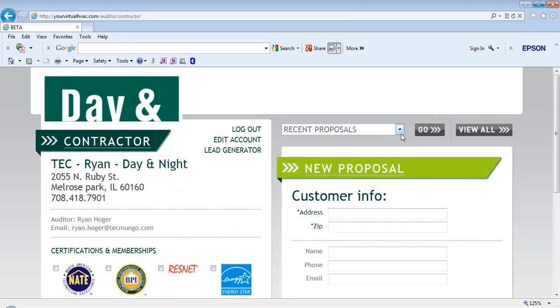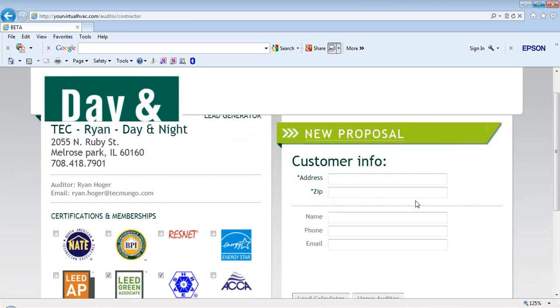All right, so over on the right-hand side here, I can look at recent proposals that I have done, if I have any, or I can do a new one. So in most cases, it's probably going to be a new one. And so the basic information you have to enter is the address. So I got one already here. I'm going to enter it. So address and zip code.